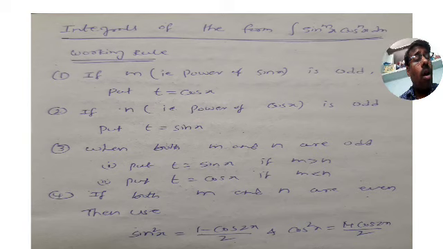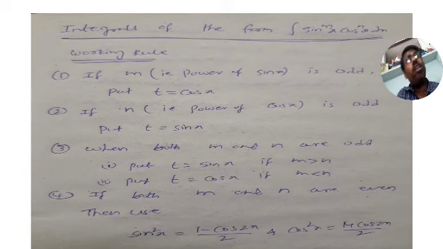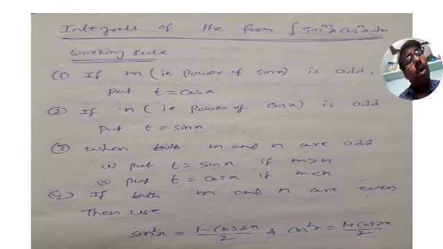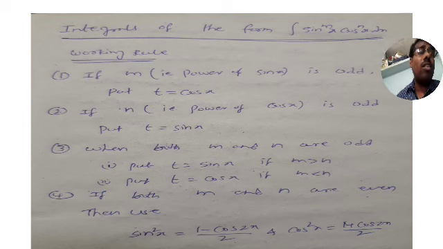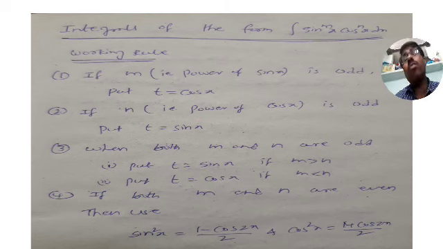If m is odd, that is the sin power is odd, then put t is equal to cos x. And if n is odd, that is the cos power is odd, then put t is equal to sin x. If both of them are odd numbers, then if the sin power is more, put t is equal to sin x. And if the cos power is greater, then put t is equal to cos x. Are you getting? These are the very few points to be noted by you to solve the problems, integrals of the form sin power of mx into cos power of nx.